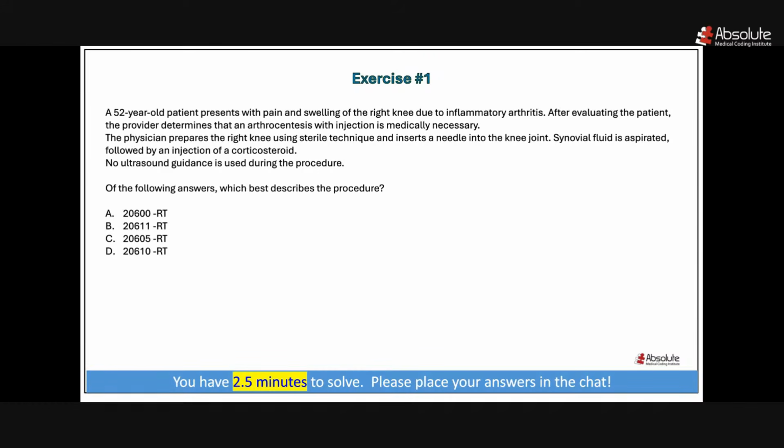All right, coders. Now you have to code for the arthrocentesis procedure performed here, and your time begins now. I'm sure you don't need 2.5 minutes to answer this one. Give your best answers, coders. Go ahead. You are going to rock this scenario, I'm sure.